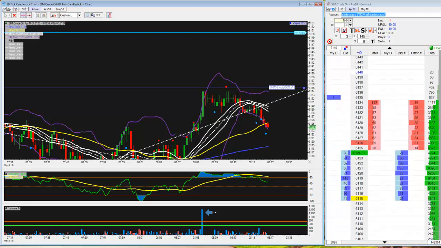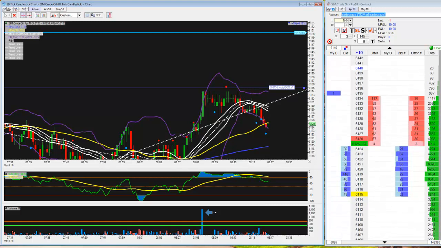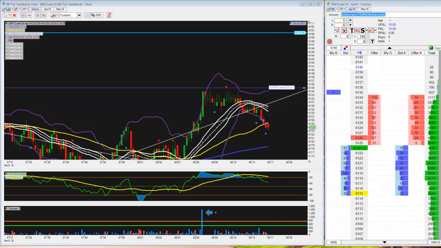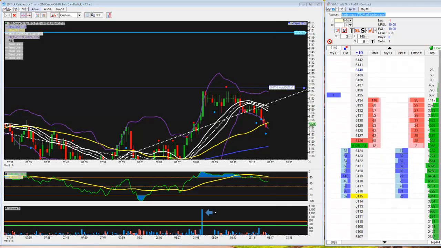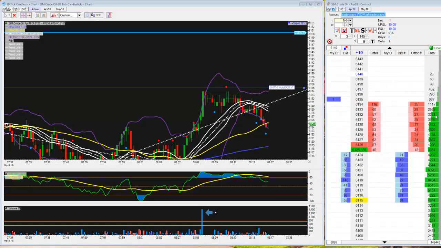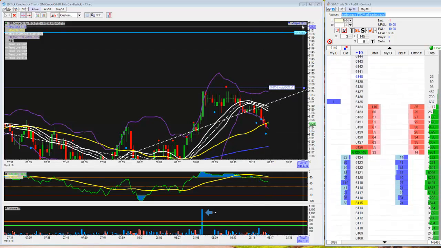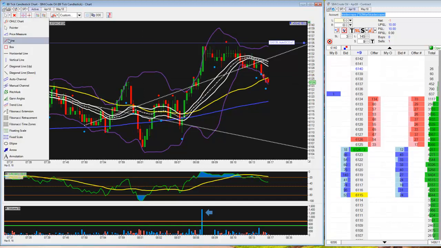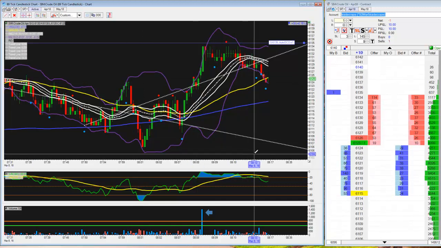Trade 1 is filled in at 61.26. Initial 1P target down is 61.04. Let's lock this chart in. 61.04. There's a 1P down.